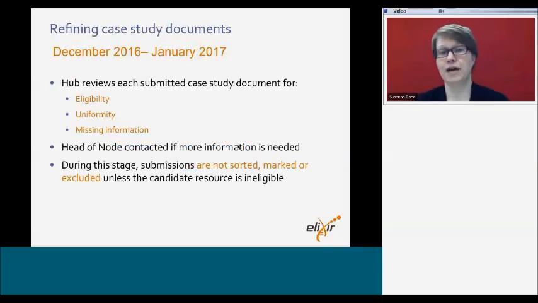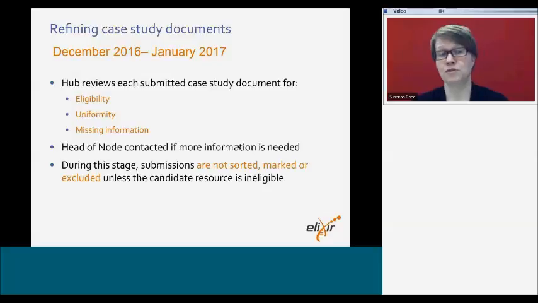In December and January, we will review all the submitted case study documents. We will check them for eligibility, whether the resource is part of a node application or service delivery plan. And we will check them for uniformity and missing information. So it's really important for the review that the case study documents have complete information, or as complete as possible. And we will contact the head of node if we need more information.